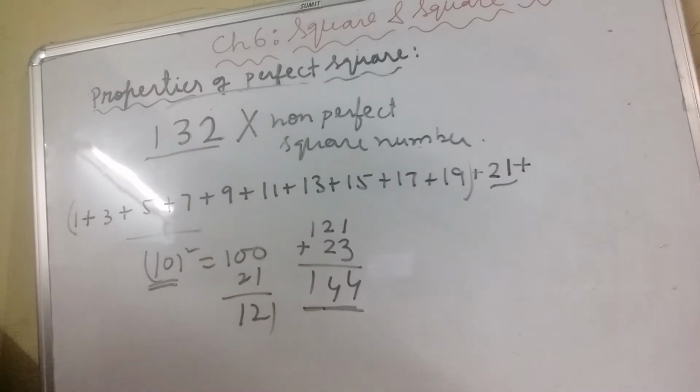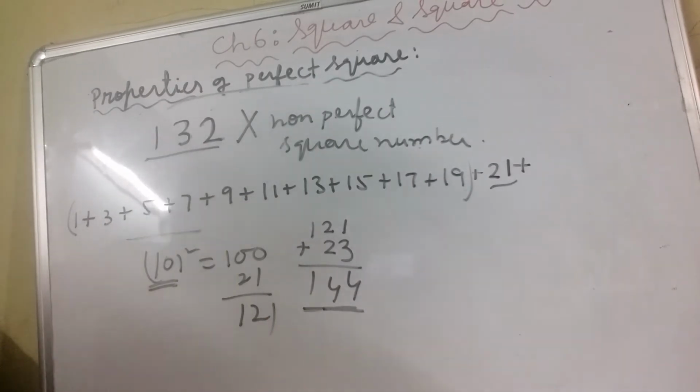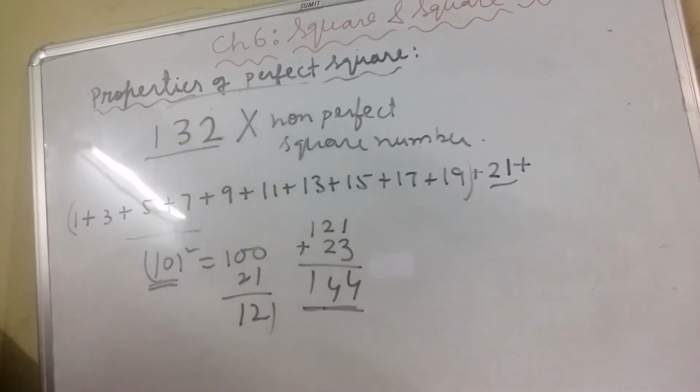So we can say that if a natural number cannot be expressed as a sum of successive odd natural numbers starting from 1, then it's a non-perfect square number.